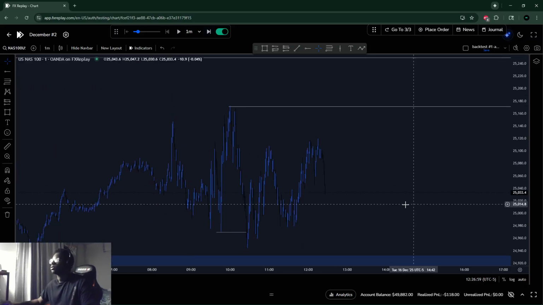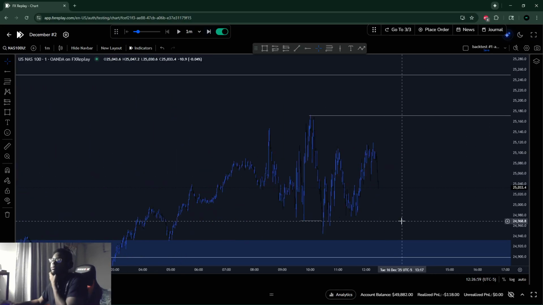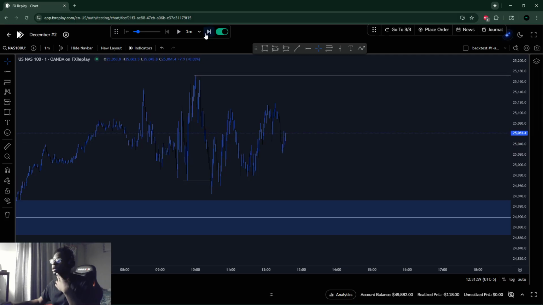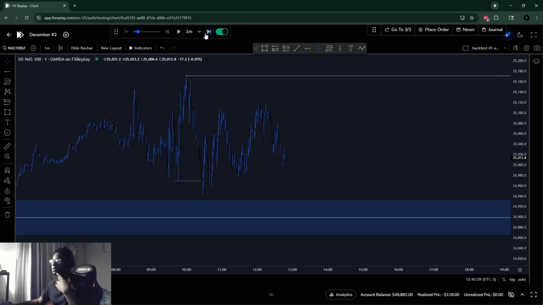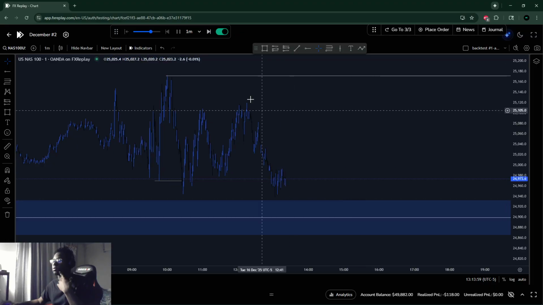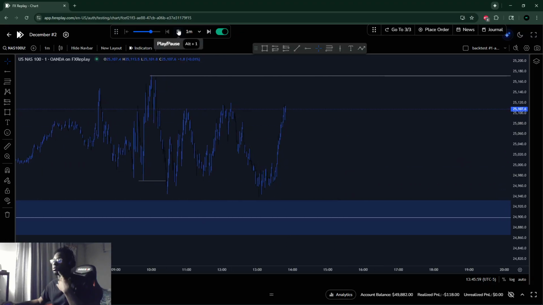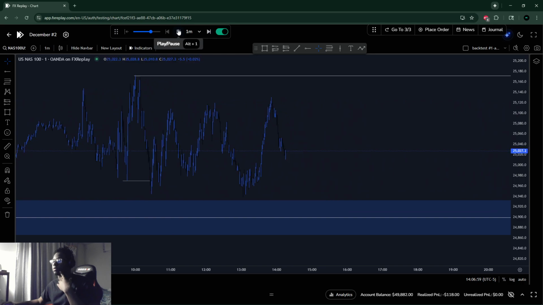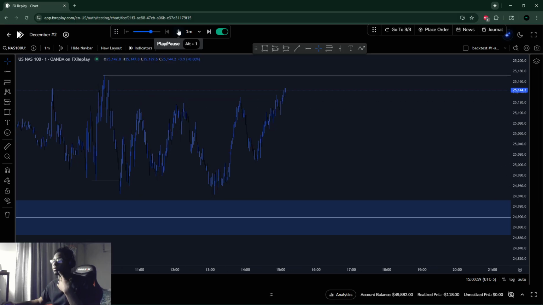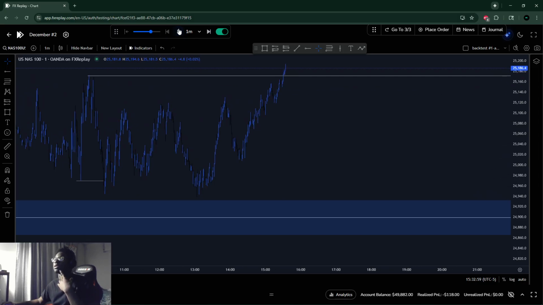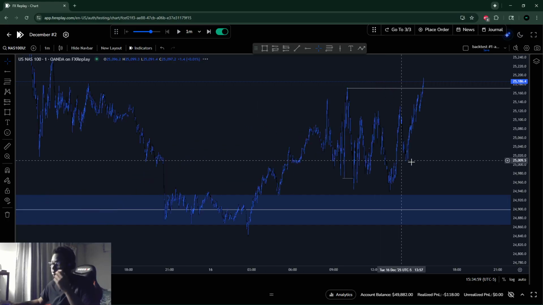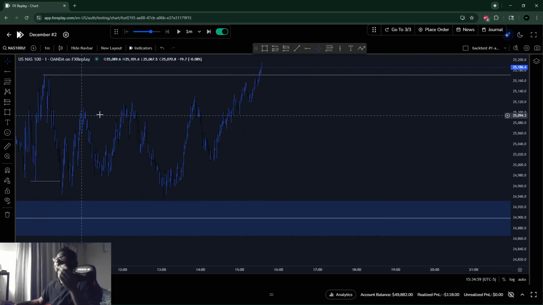There you go. So yeah, I was just consolidating for a bit. I think it is gonna hit that high eventually. It's just doing a lot of back and forth. Let's see. Come back down, back up again to take the high. There you go. So yeah, it's still tradable, but it's just price being price.